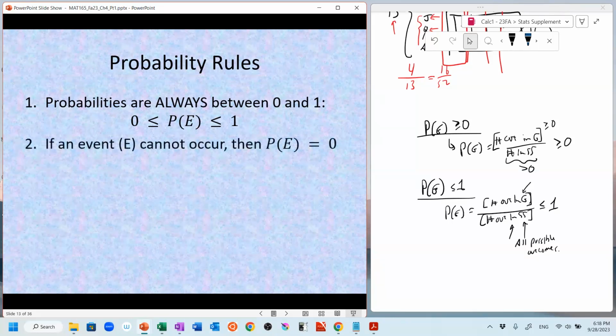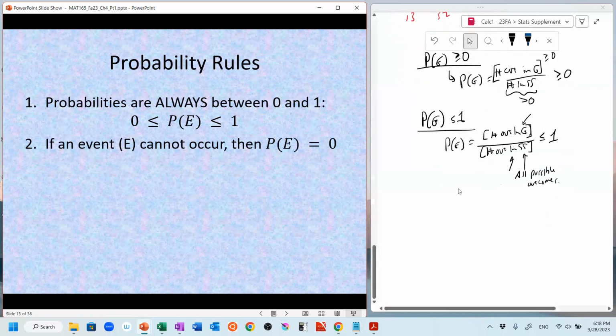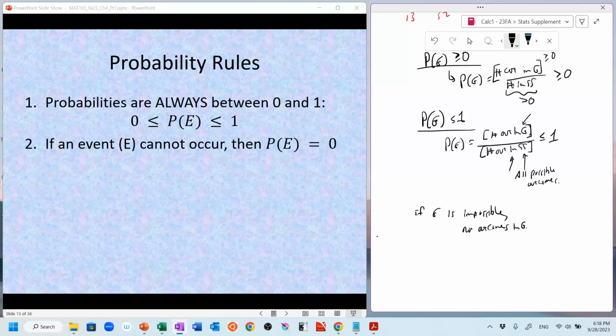If an event cannot occur, if it's impossible, then its probability is 0. So we're making a claim here that the idea of impossibility and probability of 0 are essentially the same thing. So let's see what that means. If an event cannot occur, if E is impossible, what does that mean? That means there are no outcomes in the event. If there was even one outcome in the event, then I could end up with that outcome from my probability experiment. My event would be possible. So if the event's impossible, there are no outcomes in the event.